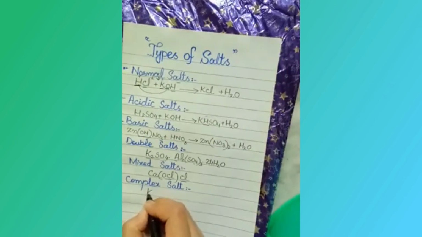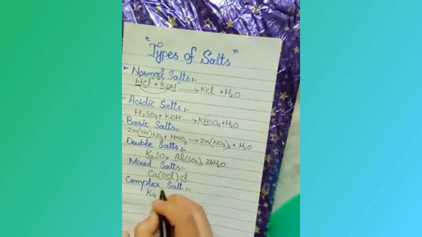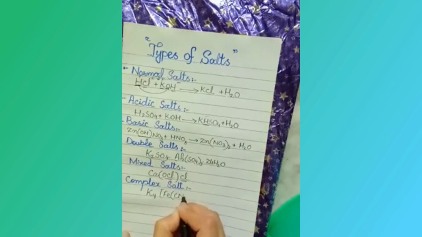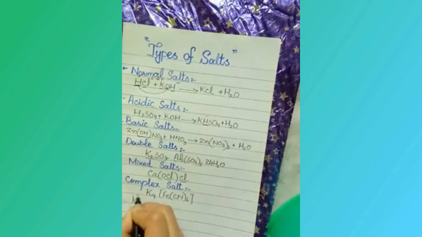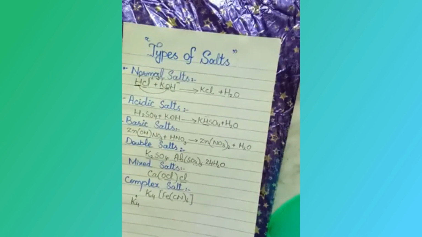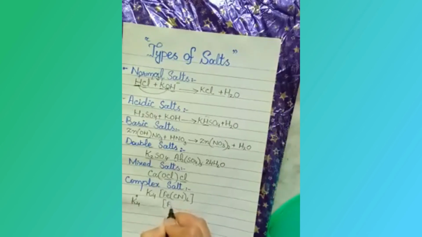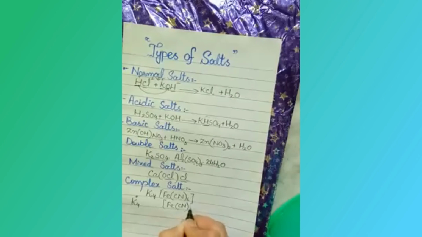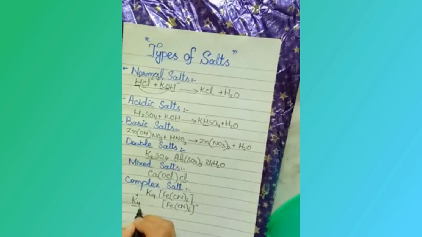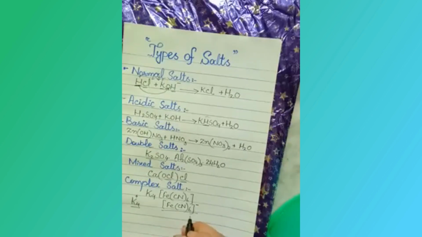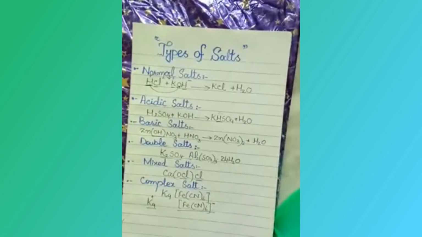The formula of potassium ferrocyanide is K4[Fe(CN)6]. In this formula, K4 positive is the basic radical or cation, while the ferrocyanide [Fe(CN)6] negative is the acidic radical or anion. In this example, the cation is a simple cation, while the anion is a complex anion. So that's all about the types of salts.